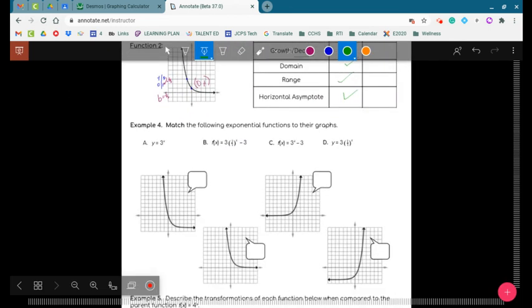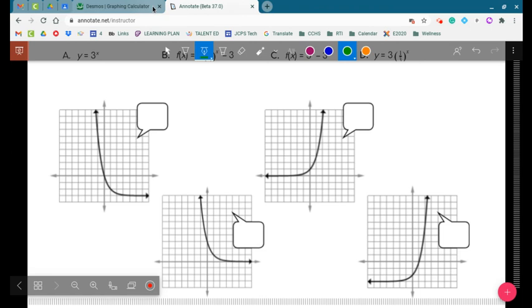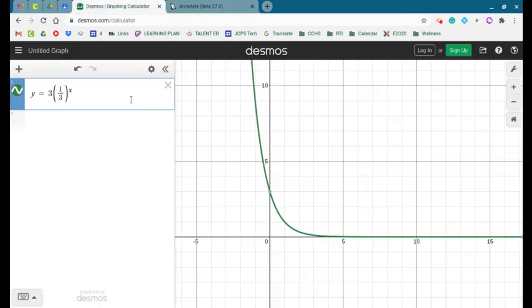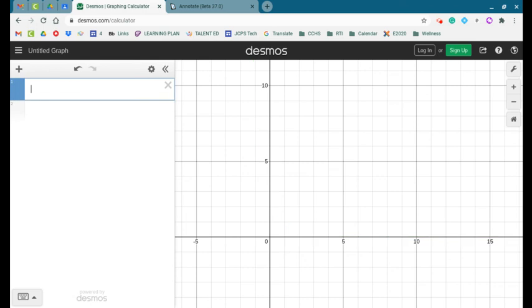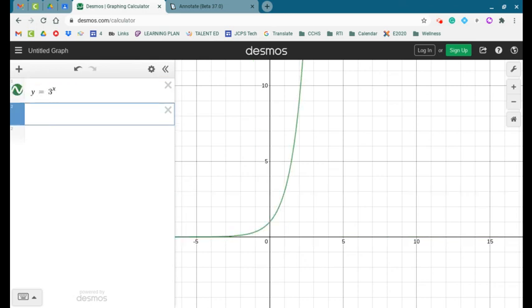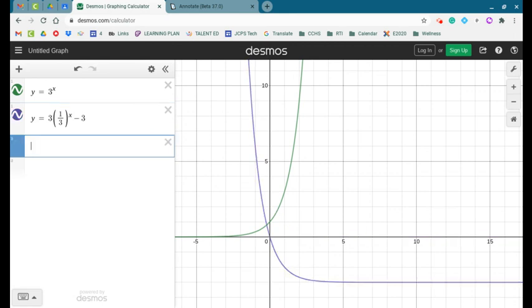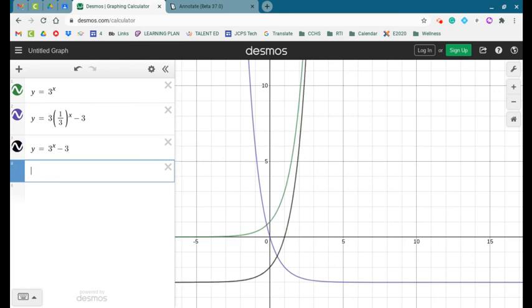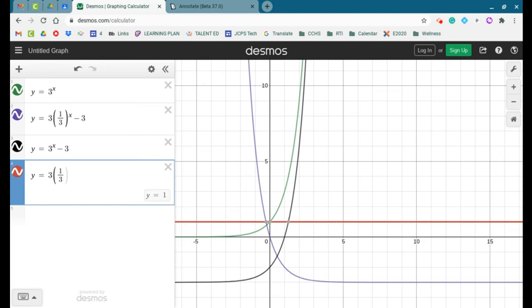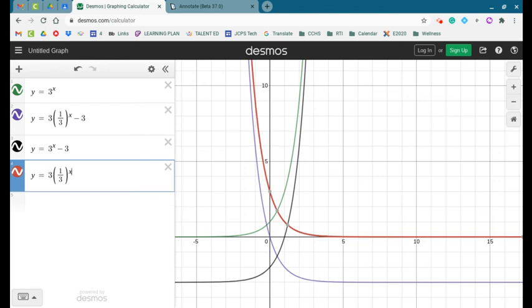Okay, next one, match the following. So you guys, we should know the drill by now. Let's put them in our calculator, or in Desmos. Either one works. So we're going to type: y equals 3 to the x. y equals 3 times (1/3) to the x minus 3. y equals 3 to the x minus 3. And y equals 3 times (1/3) to the x. Okay. So it might take you guys some time to type these in, and that's okay. First one.